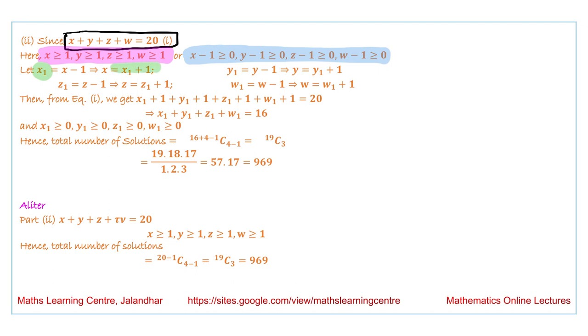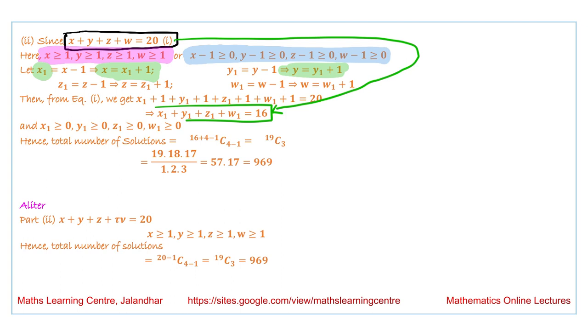x1 is equal to x minus 1. So we get x is equal to x1 plus 1, y is equal to y1 plus 1. If we substitute these values in the given equation, we will obtain the equation in the form that we are talking about, that x1 plus y1 plus z1 plus w1 is equal to 16. And now the condition we have is that x1, y1, z1 and w1 are greater than or equal to 0.